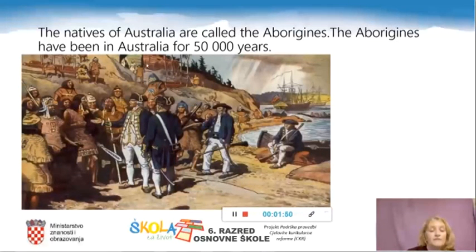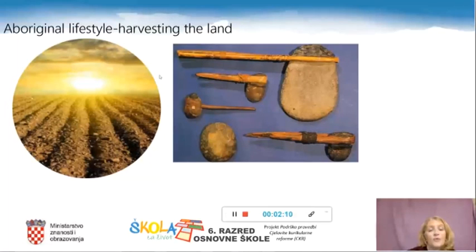When he came, there were already people who were living there. And we call these people the Aborigines. So they are the natives of Australia. And they have been living in Australia for over 50,000 years. And now we will see something about their lifestyle.